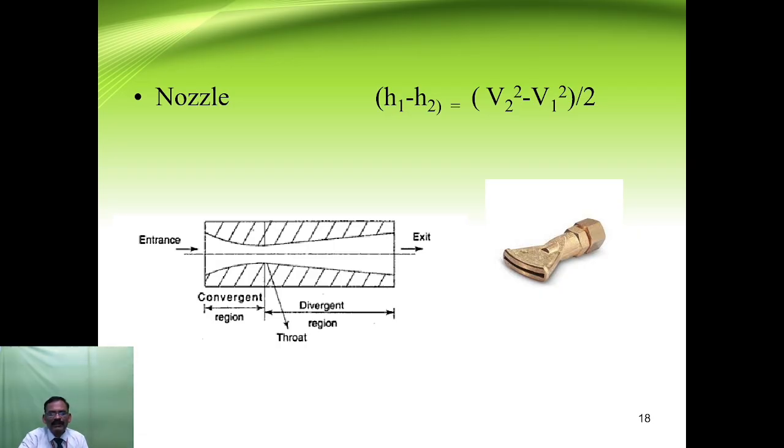Here the formula arrived from the general steady flow equation is (V2 square minus V1 square) divided by 2 is equal to H1 minus H2. What is (V2 square minus V1 square) by 2? It is the change in kinetic energy. It is equal to the change in enthalpy. What is the change in enthalpy? H1 minus H2. H1 is the enthalpy at inlet, H2 the enthalpy at exit. So this is the final equation arrived by using the steady flow energy equation.